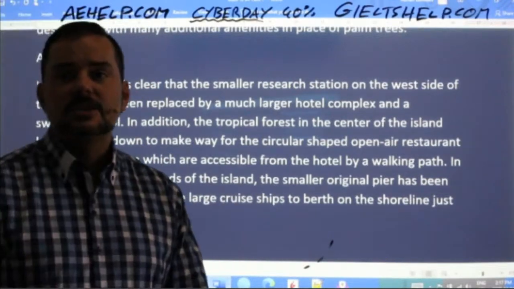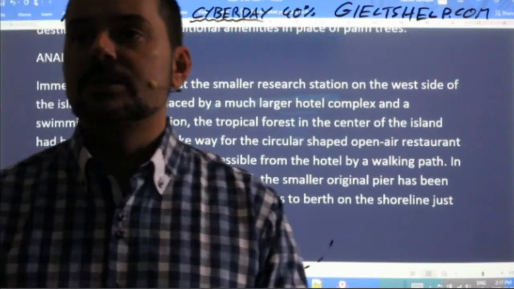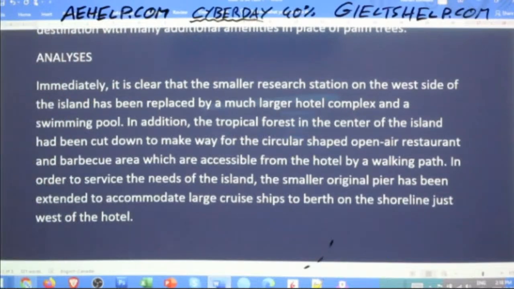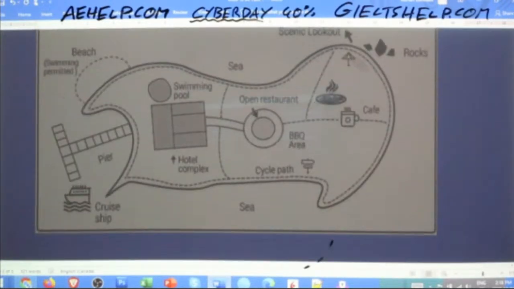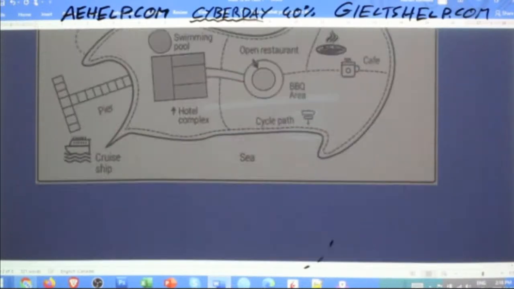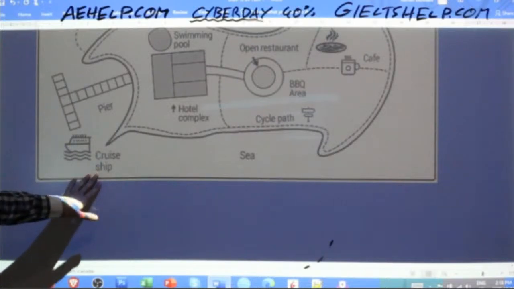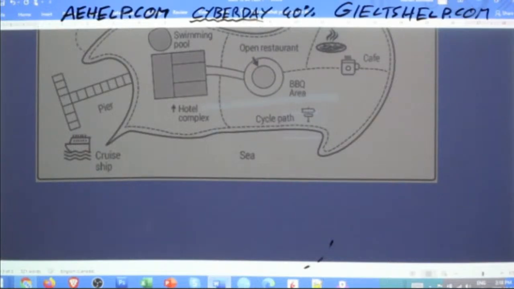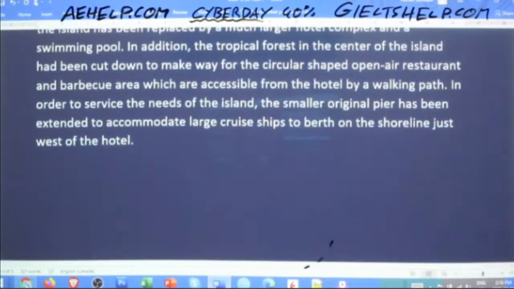Beckjan says, in terms of access to the island, there was a small pier which served boats, and it has now been improved to accommodate large cruise ships. Students, always use the vocabulary boat. Might as well use the vocabulary cruise ship. Again, notice how the people who made this map took the extra effort to draw a little cruise ship here instead of a boat. So obviously they're looking to see how many students are going to use that vocabulary cruise ship correctly with the verb berth or dock to explain this scenario here. Okay? All right.